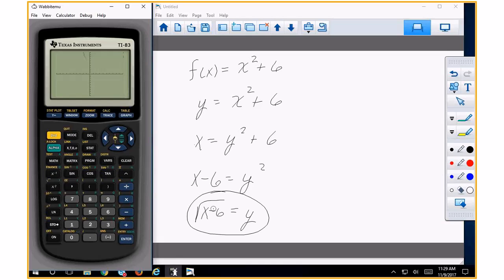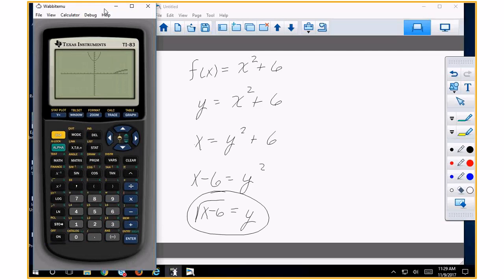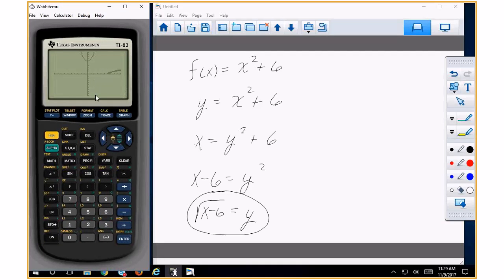You can see that the domain for the first one is all reals. But you're restricted on this one. Why? Because you can't take the square root of a negative. But you can see the symmetry if you were to add this right here. Anyway, you see there's that and there's that. You'll have a parabola over here. But you can't go negative because you can't take the square root of a negative. So that's why you don't have a bottom half of the parabola.